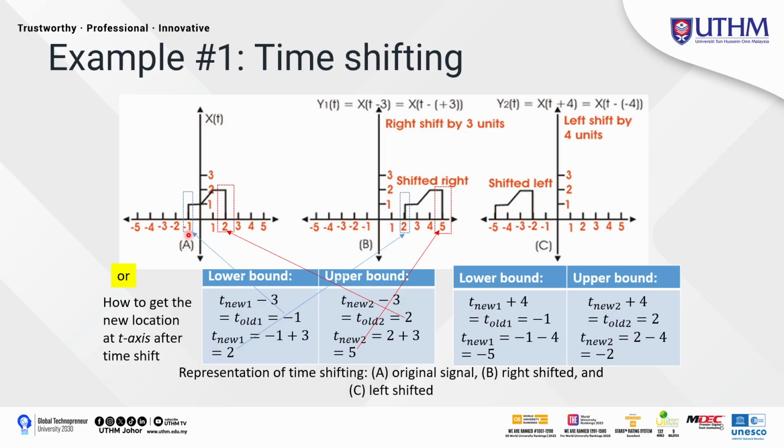So t plus 4 equal to the old value, which is -1. Bring the 4 to the right, so -1 minus 4, you get -5. So this is the new location for the lower bound. For the upper bound, t plus 4 equal to 2. So 2 minus 4 equal to -2. So this -2 will be the new upper bound location. Alright, do you get it?